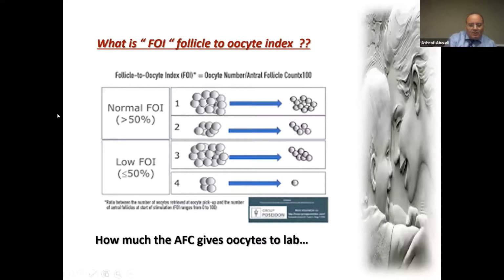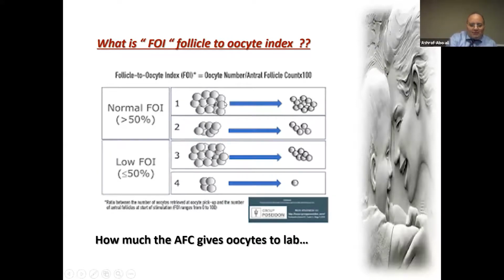So if you start with a patient like this, we see by intrafollicular count like 15 to 20 oocytes or 20 intrafollicular. And by the end of the day, when we retrieve the patient, the lab tells us that we have like 13 or 15 oocytes. And so this is a good FOI. This is around 70% output in the lab from the initial intrafollicular count. And so if you have FOI more than 50%, this is a normal FOI. This is a normal output.